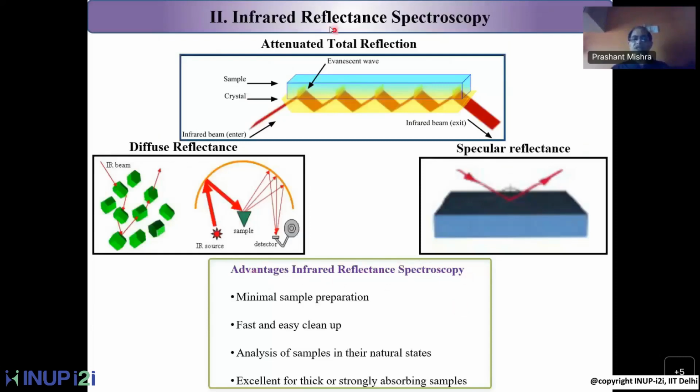The advantage of infrared reflectance spectroscopy, which you have just learned, is that you require a minimum sample, and it is a fast and easy cleanup. So, unlike your cell, you don't have to wash your cell. You just clean the surface, and it is very fast. Then coming to the analysis of the sample, it can be analyzed in its natural form. That means if you have a solid, you don't have to make it into a powder form. If you have a crystal, you don't have to convert it. So the sample preparation is in the natural state. And as I said, it is excellent for thick or strongly absorbing samples.